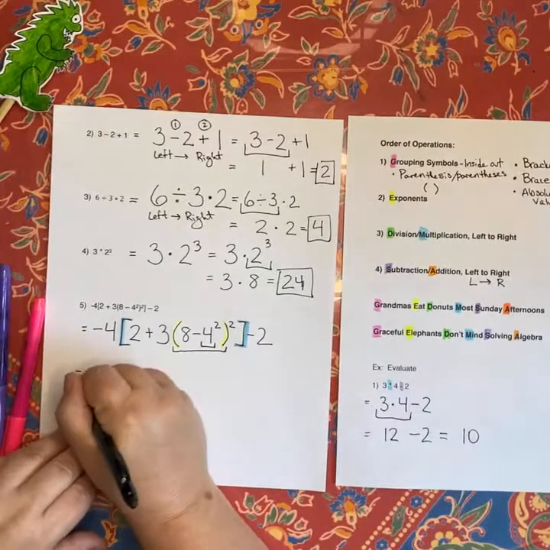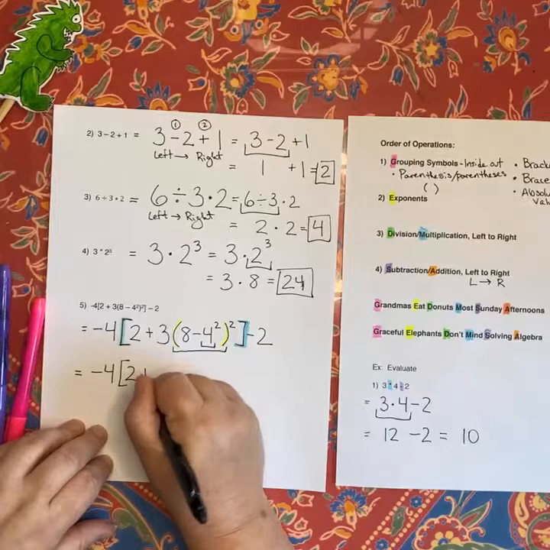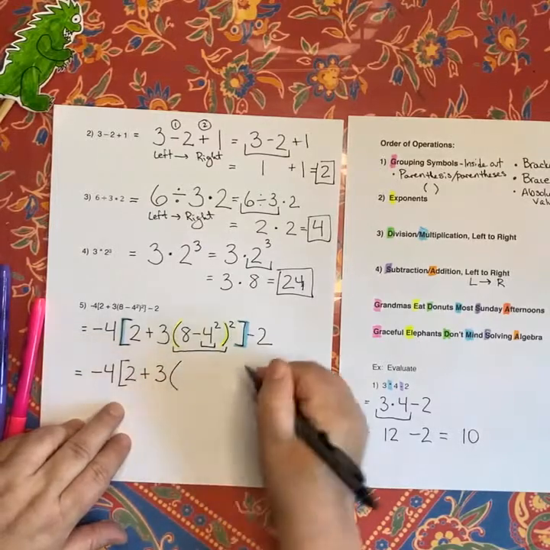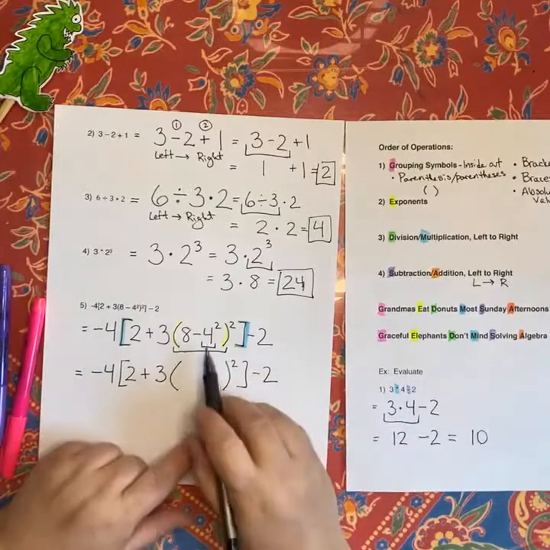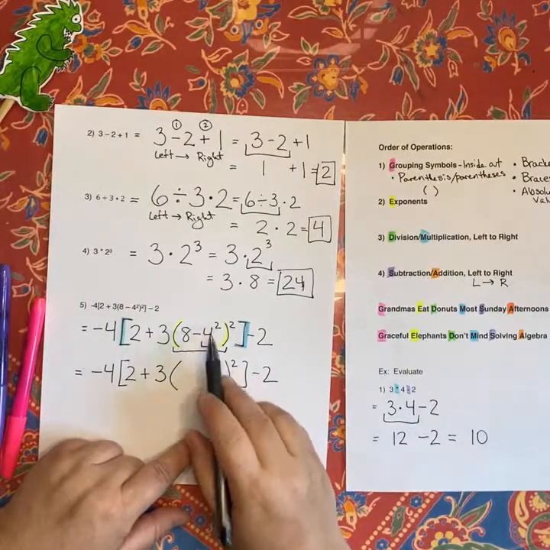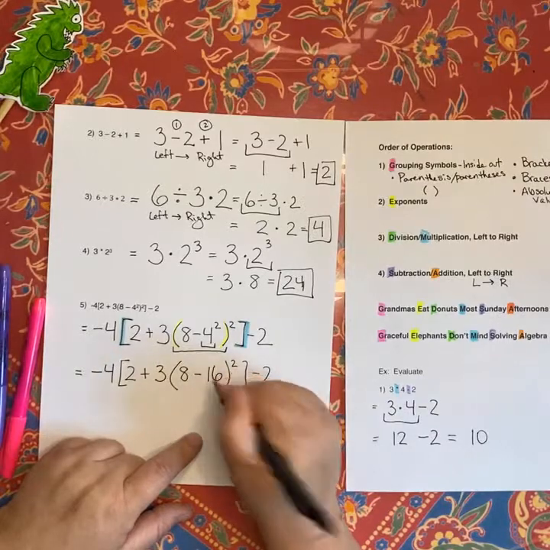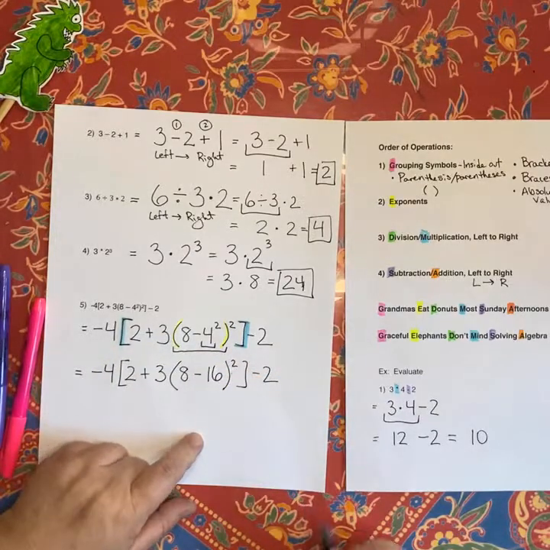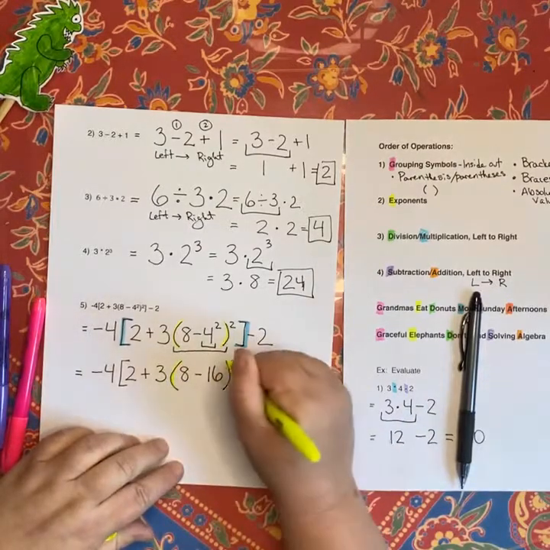So watch as my hand does not fall off my arm. I'm writing the whole thing again, and all I'm going to do is evaluate the exponent. So I'm going to be very careful, not use any shortcuts, do purely what order of operations says to do.